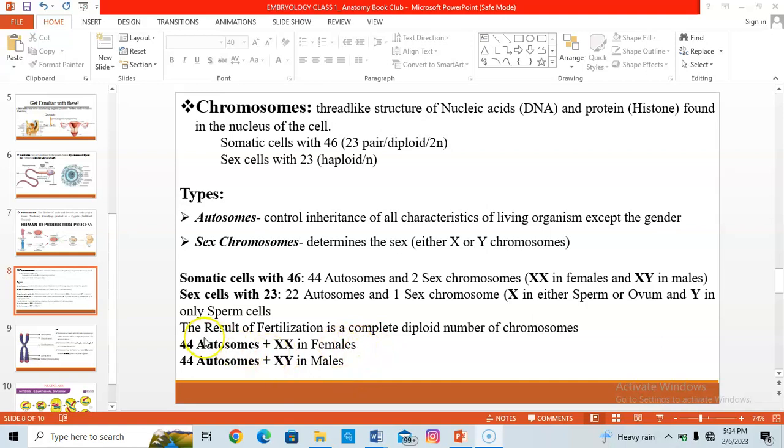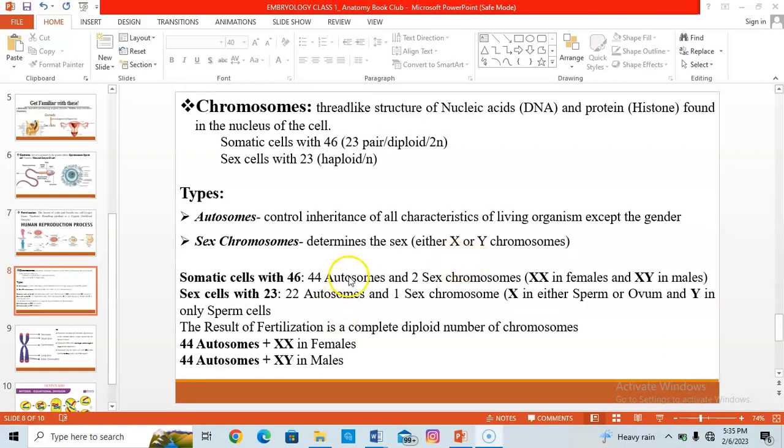If it's a female, she is getting 22 autosomes from the father and 22 autosomes from the mother, making up 44 autosomes, and she is getting an X chromosome from the father and an X from the mother. That's for the female. If it's a male, you have in all your somatic cells 22 autosomes coming from your father, 22 autosomes coming from your mother, and the X chromosome coming from your mother, and then the Y is coming from your father. The Y cannot come from your mother, from the ovum. The ovum usually has X, alright?